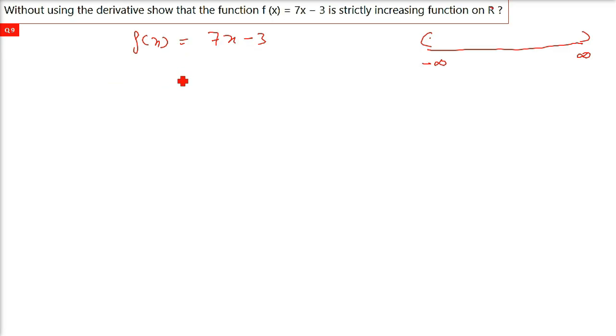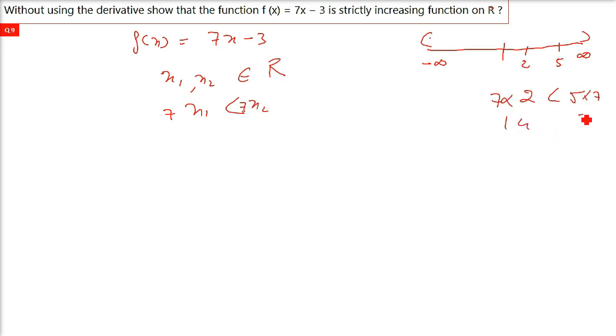So you know how to go about it. Just take two numbers x1 and x2 in the real numbers. Every number is a real number actually. It will fall in the real numbers. The real number set is a very big set. So in this case x1 is less than x2. If I take any two numbers, say 2 and 5, I am saying 2 is less than 5, right? Now I am multiplying both sides by 7. So it is 14, it is 35. So 14 will be less than 35. The less than sign will not change. 7x1 is less than 7x2.